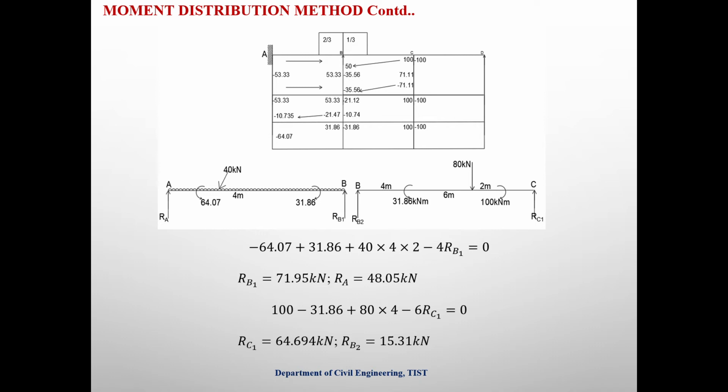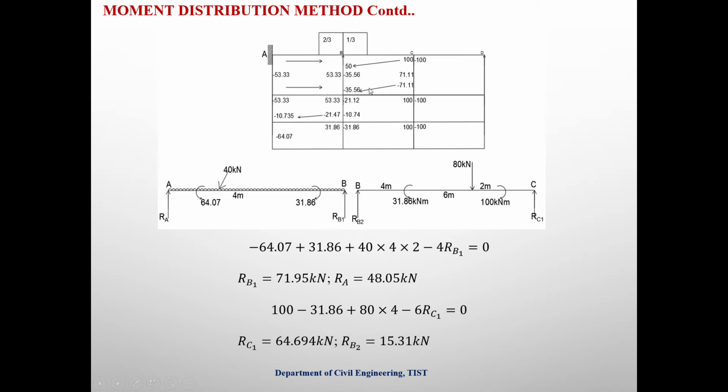After considering the overhanging portion, then write the fixed end moments here. In that case also, since the joint C is a simply supported one, there should not be any moment. But here it is 71.11. Make that moment also equal to 0 by substituting minus 71.11 here. When we apply minus 71.11 here, there should be some carryover.